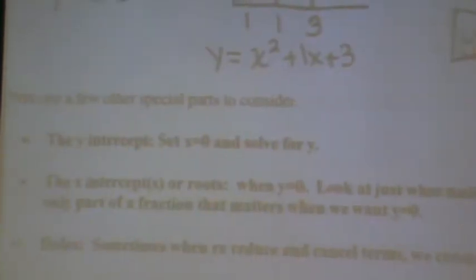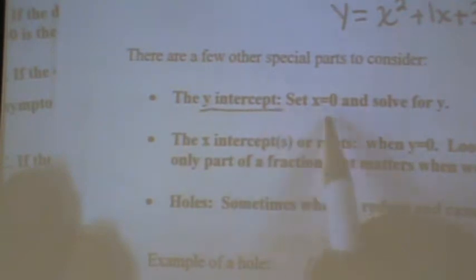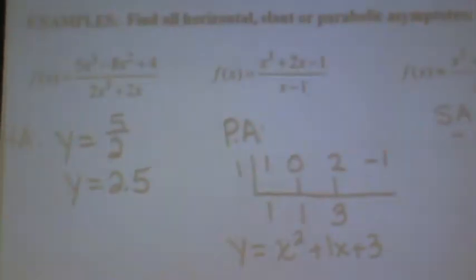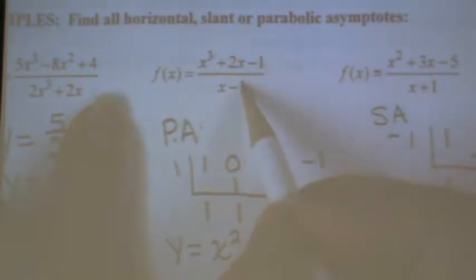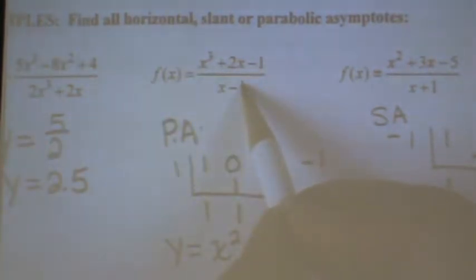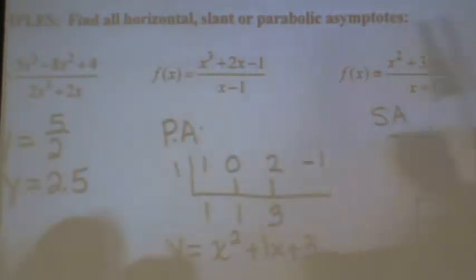Okay, now 2 more things you need to know. How do you find the y-intercept of anything? You set x equal to 0 and you solve for y. So look at this one example right here. If I asked you what is the y-intercept, all you're doing is crossing these x's out, plugging 0 in for x. And if x were 0 here, what would y be? What's negative 1 over negative 1? 1. So 0, 1 would be your y-intercept.